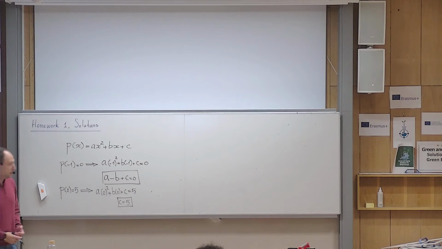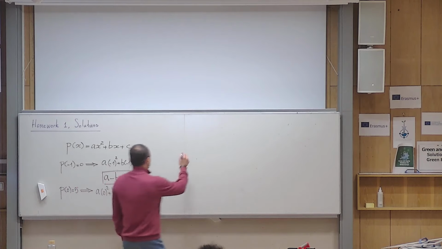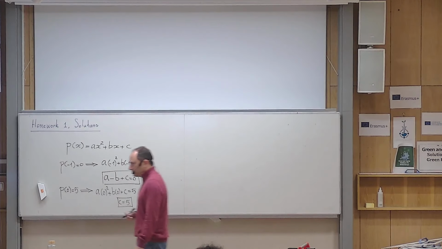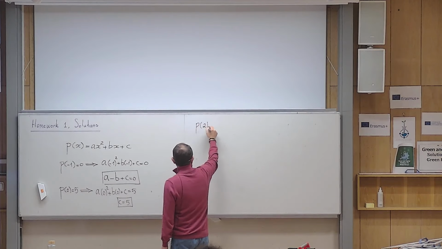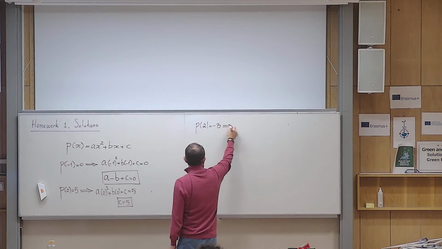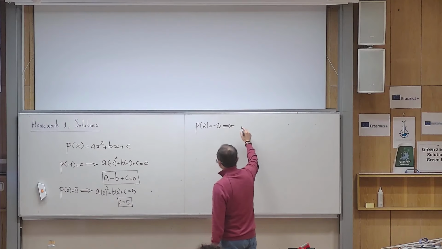And then I use the other one, which is p of 2 is minus 3. I will do the same thing. So I replace every appearance of x with 2.